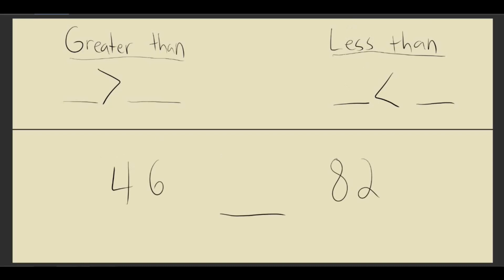I have 2 numbers here. I have 46 and 82. Just like we've been working on, we're going to first break these down into tens and ones, drawing our tens and ones chart. I'm going to do the same over on this side.